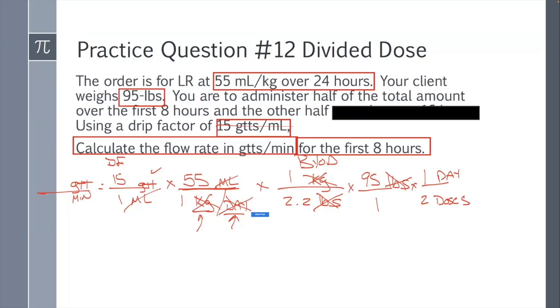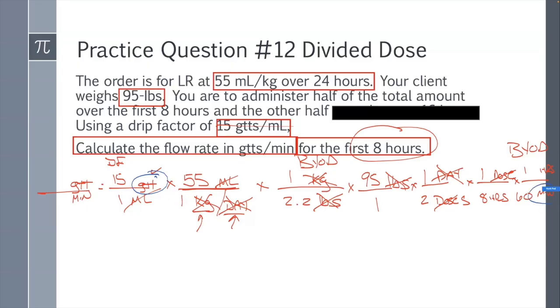So now I had day on the bottom and day on the top. They're gone. Well, now I have the drops per dose, but what I need is drops per minute. So I know that the 1 dose that I care about is going to be administered over these first 8 hours. That cancels out my doses. But now I have drops per hour. I need drops per minute, so get rid of the hours. Convert those to minutes: 1 hour, 60 minutes. Now I have my drops on the top and my minutes on the bottom. Everything else has been canceled out.